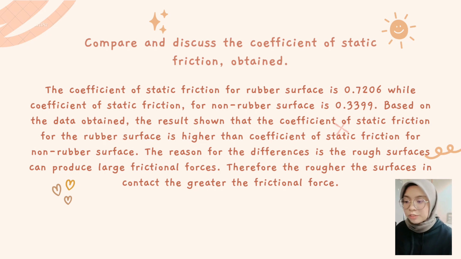The coefficient of static friction for the rubber surface is 0.7206, while the coefficient of static friction for the non-rubber surface is 0.3399. Based on the data obtained, the result shows that the coefficient of static friction for the rubber surface is higher than the coefficient of static friction for the non-rubber surface. The reason for the difference is that rough surfaces can produce large frictional forces. Therefore, the rougher the surface in contact, the greater the frictional force.